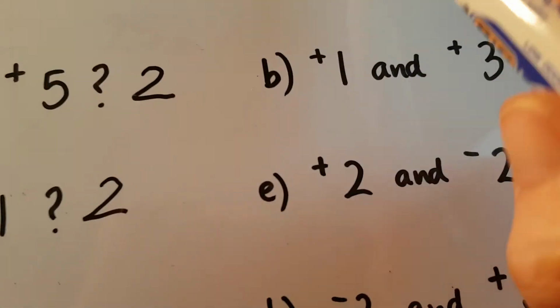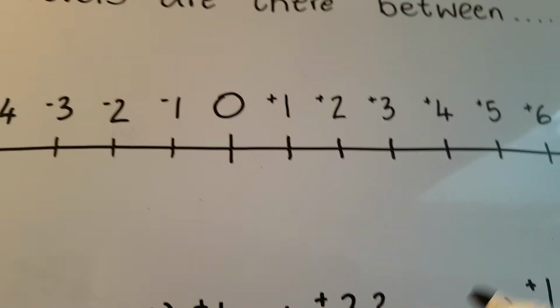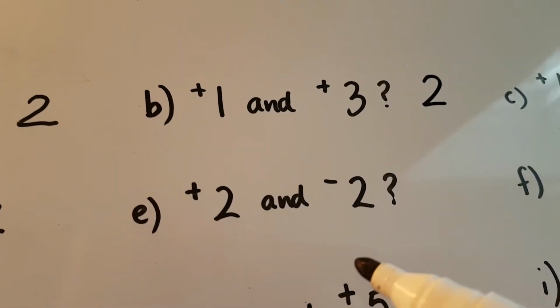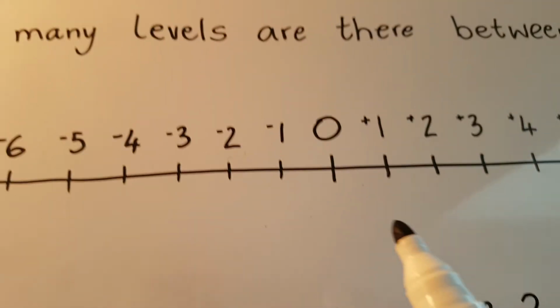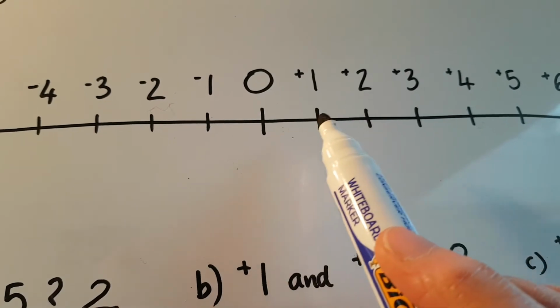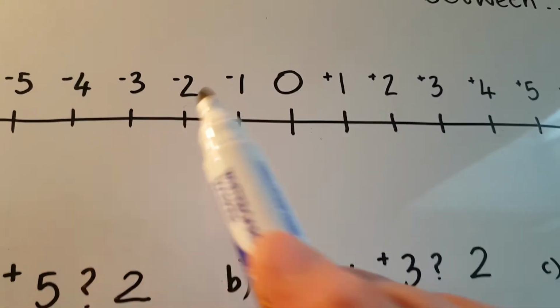Right, plus 1 and plus 3. 1, 2. Plus 2 and minus 2. Can anybody predict already? So we're at plus 2. 1, 2, 3, 4.